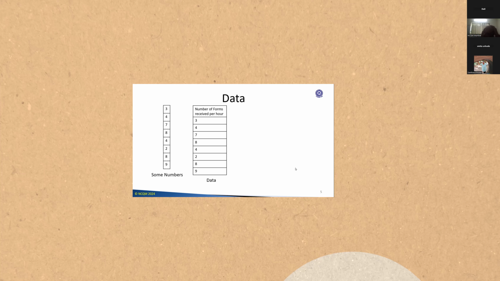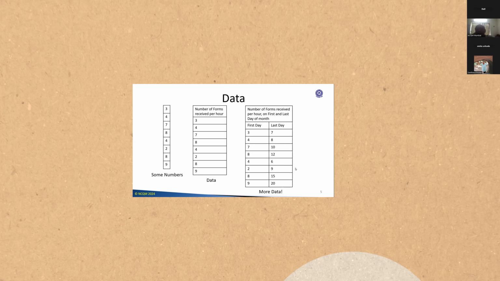7 is the range. So this also gives us some information that there is a large variation in the number of forms received among the different hours of the day, right? Now, similarly, if you want to understand, I am giving some more information about this. So this table now gives the rate per hour, how many forms we are getting every hour on day 1 of the month and on the last day of the month.